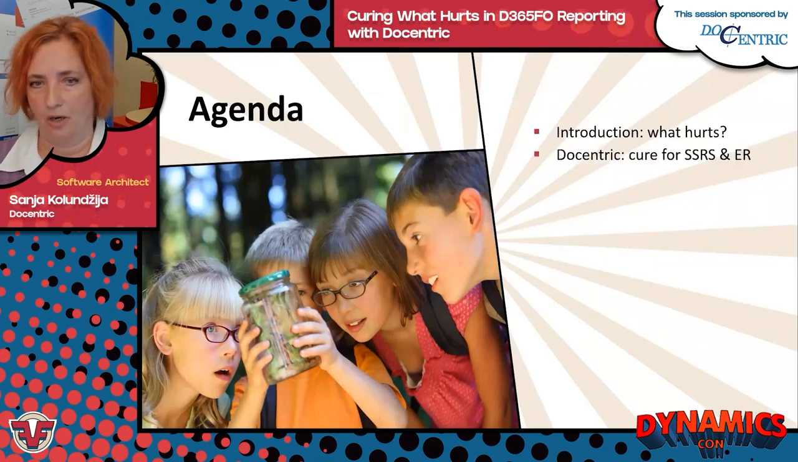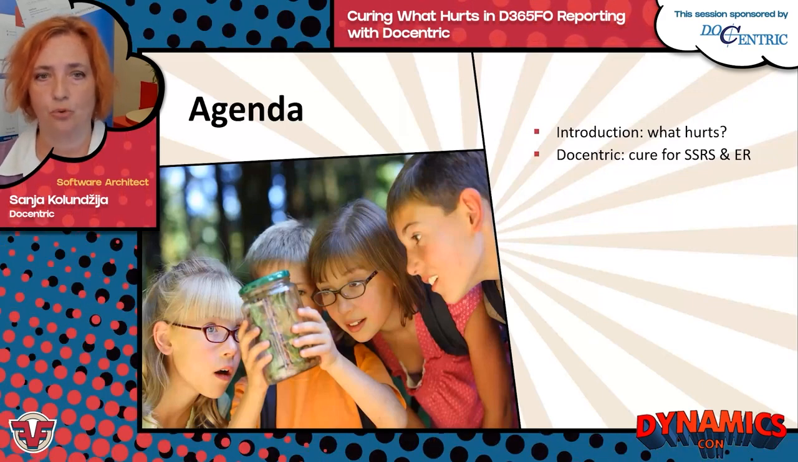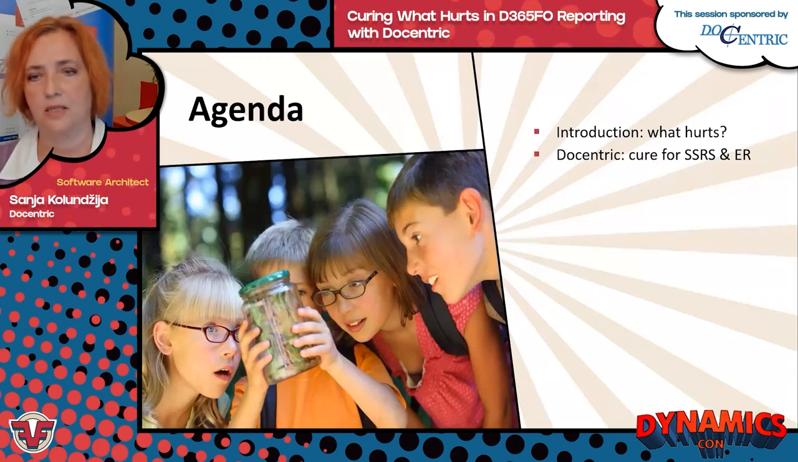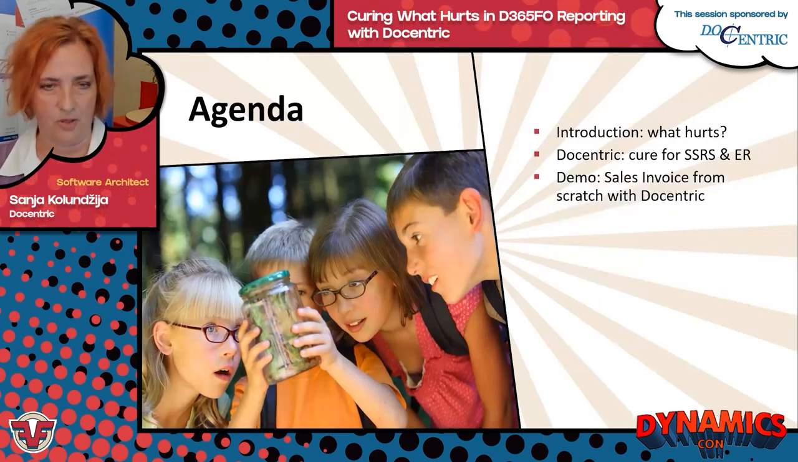Until about a year ago, we had only SSRS. Then electronic reporting and configurable business documents came into the picture as a promise to resolve all problems with SSRS, but it isn't exactly so. So we will go into more detail about it and describe how Docentric fits into this architecture and how it really resolves the problems with both SSRS and electronic reporting. When this theoretical part is done, we will move on to live demos.